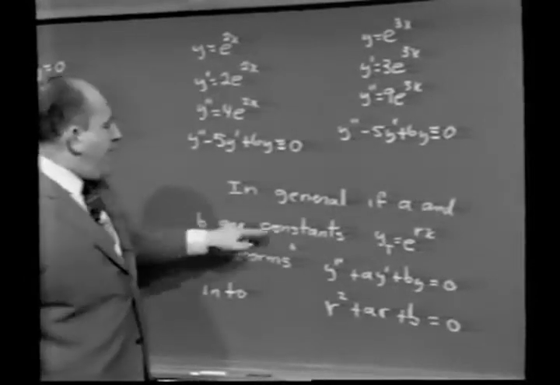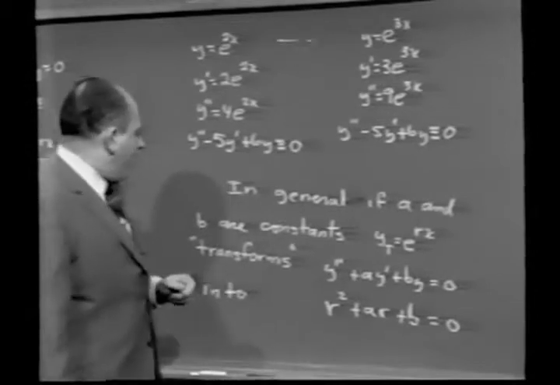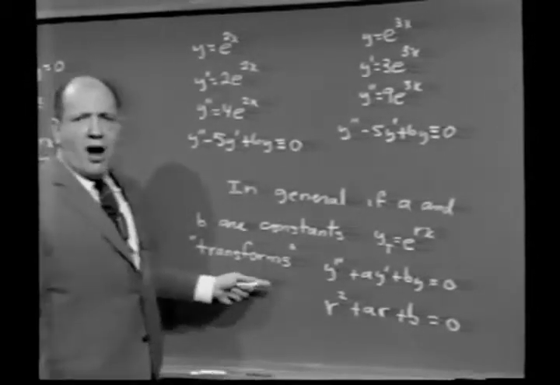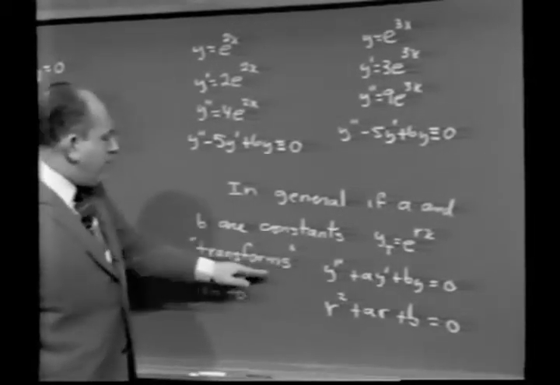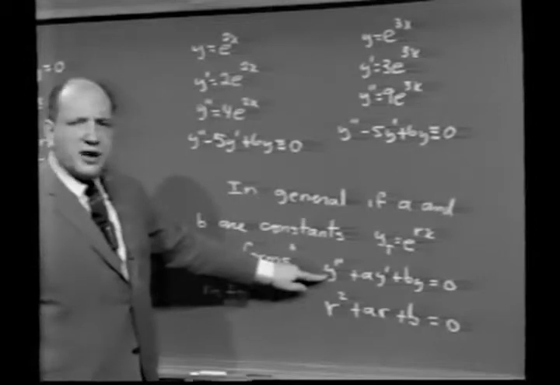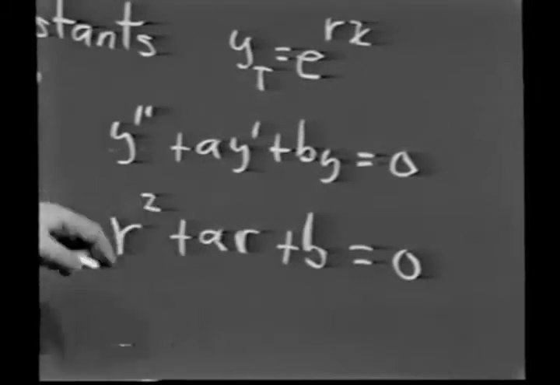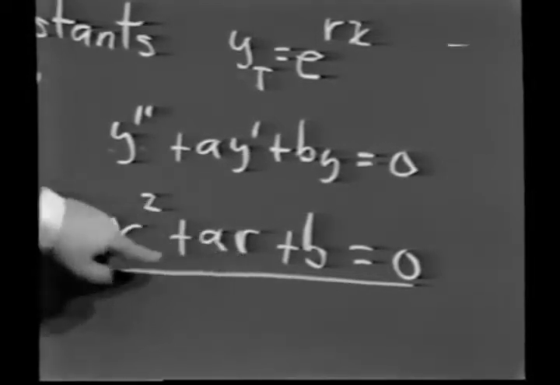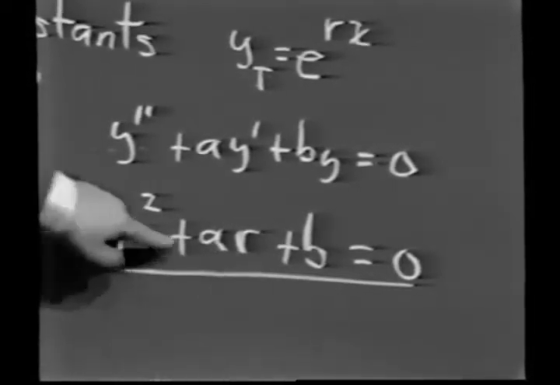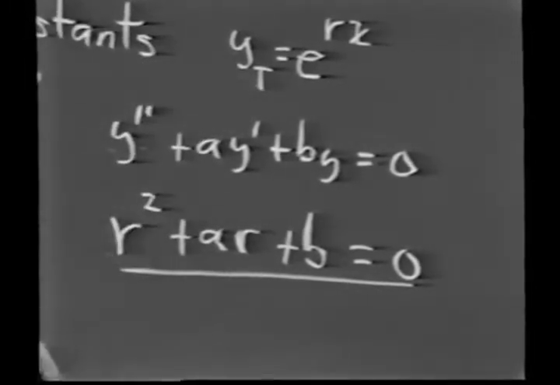In general, if a and b are constants, there'll be a problem in the exercises on this to give you additional drill, but the substitution y sub t equals e to the rx transforms the second-order differential equation y double prime plus ay prime plus by equals 0 into an equivalent quadratic equation r squared plus ar plus b equals 0. And from this equation, using the quadratic formula, we can find the values of r that satisfy it, and that gives us a couple of solutions to the equation.